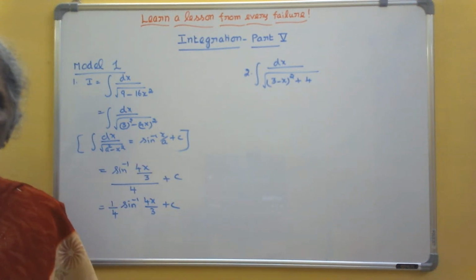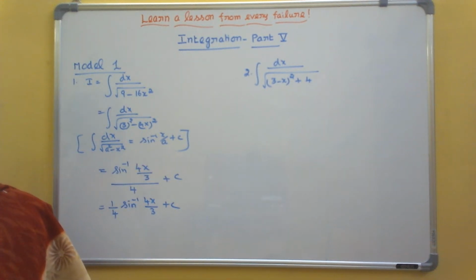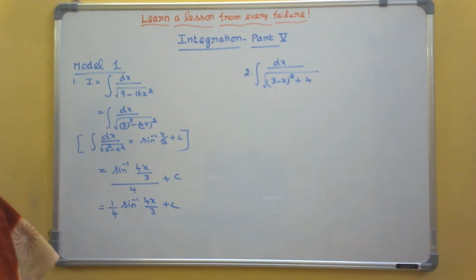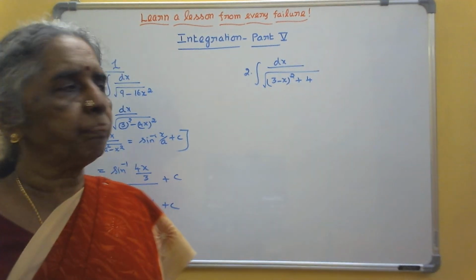Do you understand? This is very easy because it is a very straight application. Just see what is in the place of a, what is in the place of x. If there is any coefficient, divide. It will definitely be one of the 6 formulae. Okay. Now let us move on to the second sum.